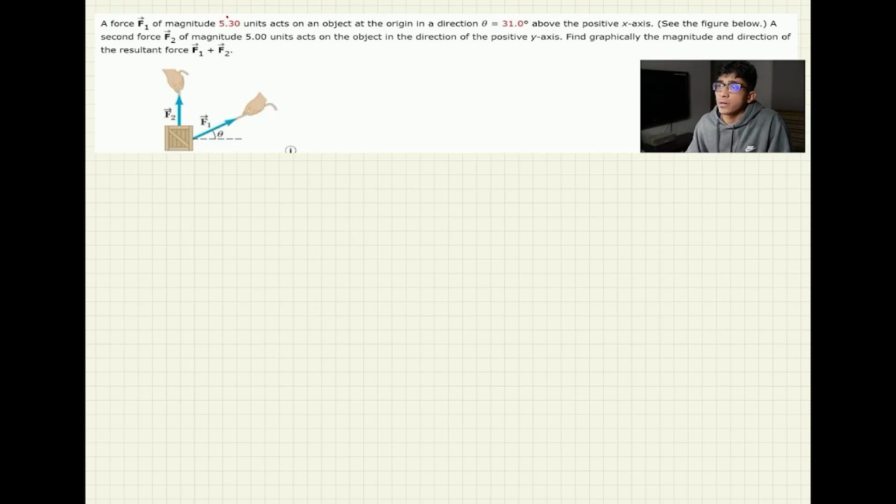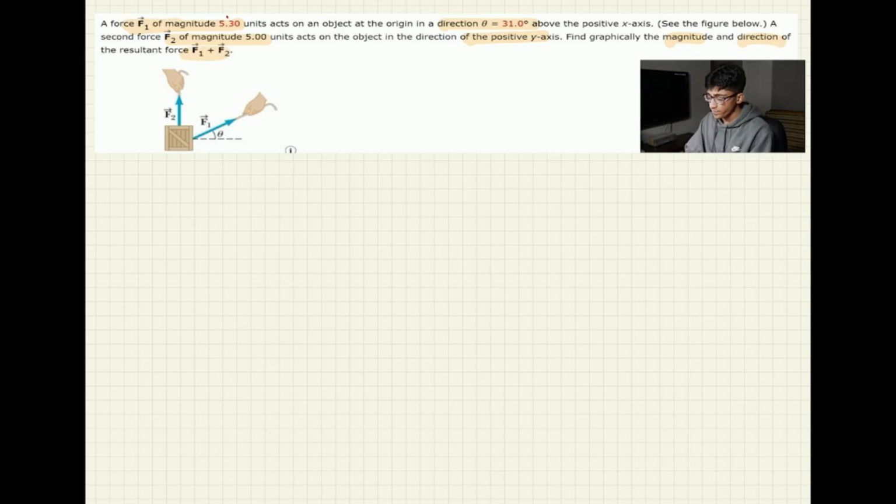Okay, a force F1 of magnitude 5.30 units acts on an object at the origin in a direction of 31 degrees. Okay, so the first thing we want to do is just highlight what they gave us. A second force of magnitude 5.0 acts on the object in the direction of the positive y-axis. Find the magnitude and direction of the resultant.